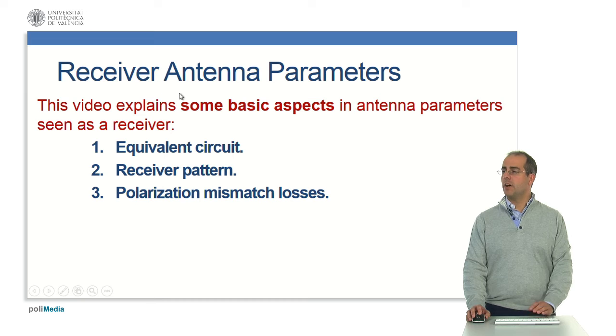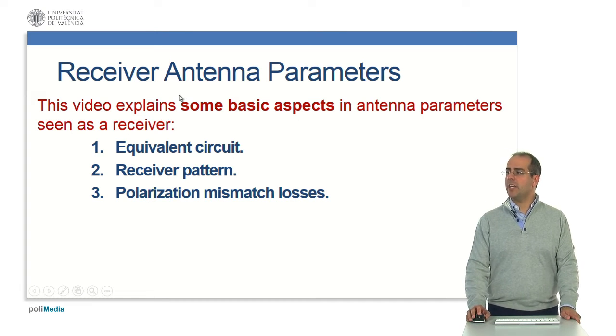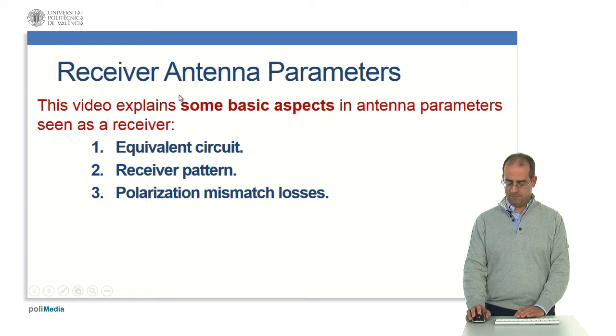The index of this presentation is: first, we will talk about the equivalent circuit of a receiving antenna. Then we will talk about the receiver pattern. And finally, we will talk about the polarization mismatch losses.